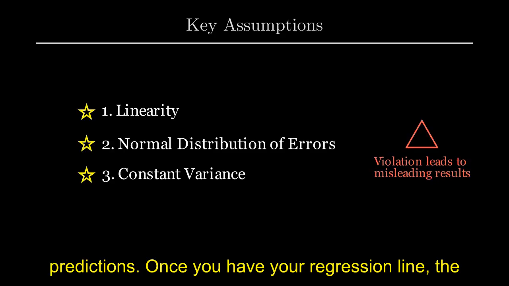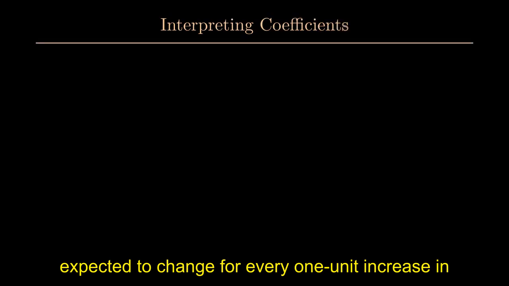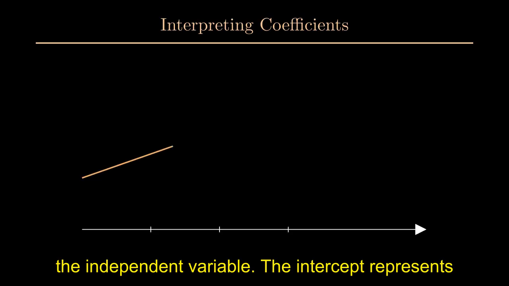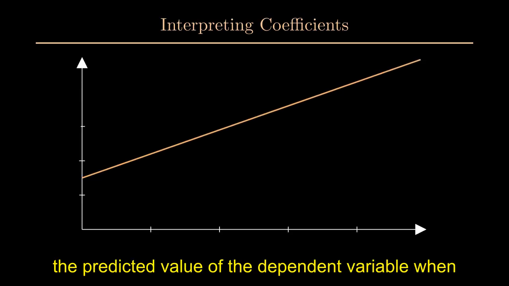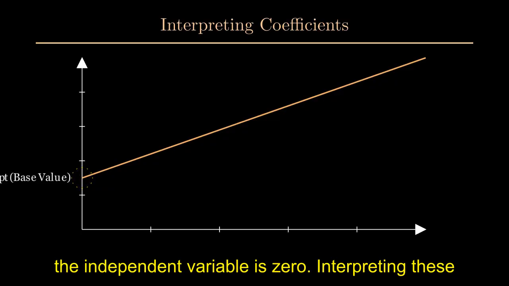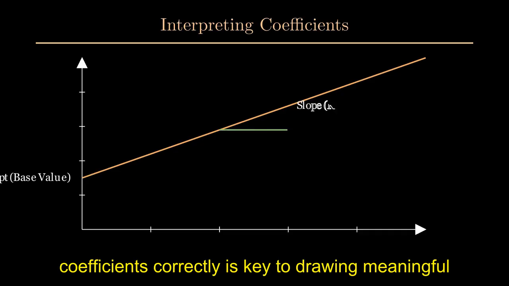Once you have your regression line, the slope tells you how much the dependent variable is expected to change for every 1 unit increase in the independent variable. The intercept represents the predicted value of the dependent variable when the independent variable is 0. Interpreting these coefficients correctly is key to drawing meaningful conclusions.